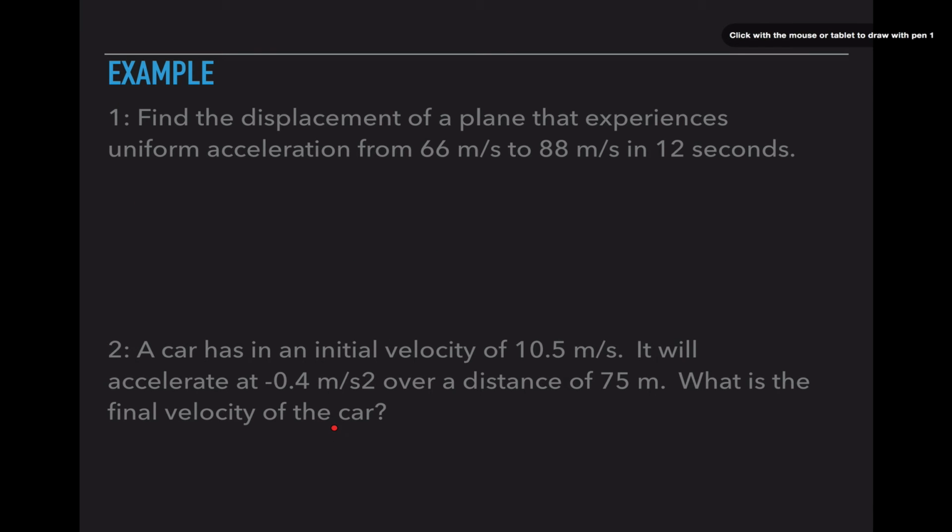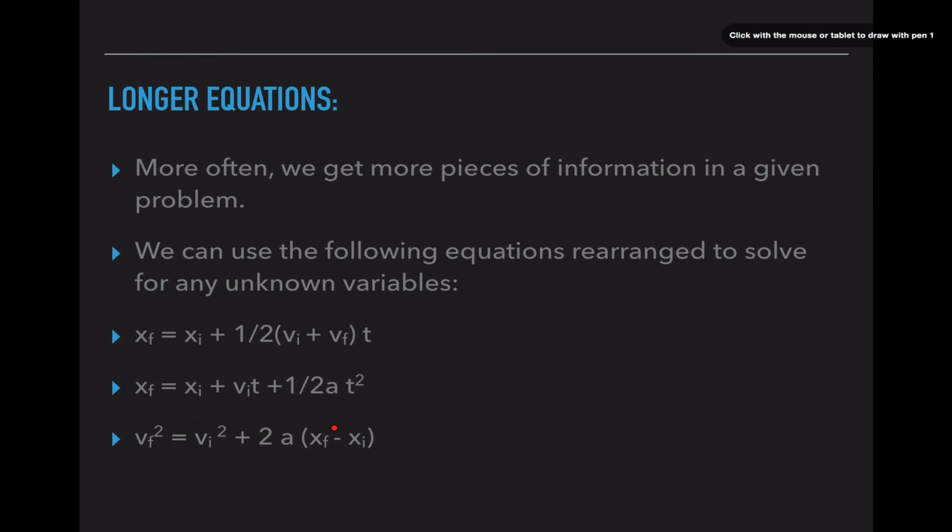So we're going to look at a couple examples. Example 1, find the displacement of the plane that experiences uniform acceleration from 66 meters per second to 88 meters per second in 12 seconds. So we want to find displacement. And notice it gives us two velocities, but not an acceleration. So we're actually going to use this first equation right here. It gives us two velocities, but no acceleration. So we have to use this equation.